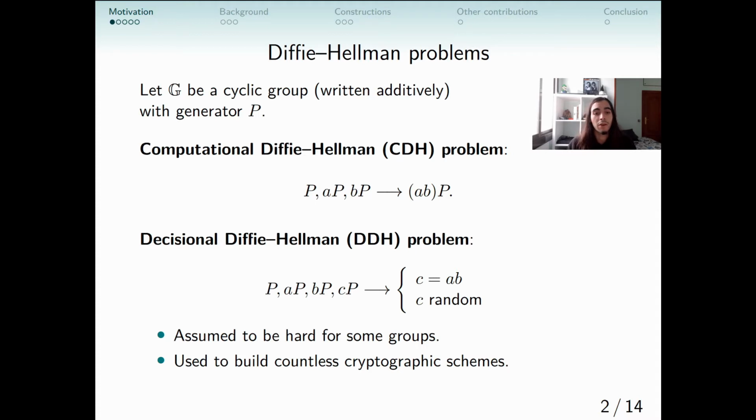And in the decisional variant, we are given the same information, but also some CP, and we are asked to tell whether C is the same as AB or is some other random integer. So these problems are believed to be hard for certain groups, and they have been studied extensively without anyone being able to break them. And they have been used to build countless cryptographic protocols over the last few decades.